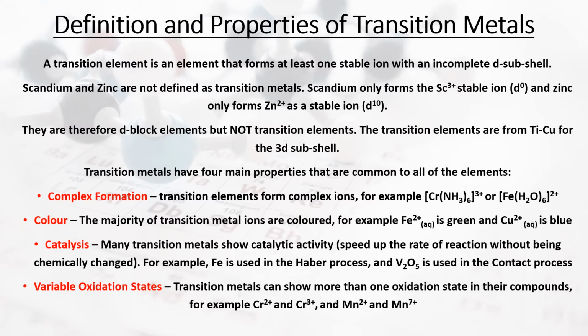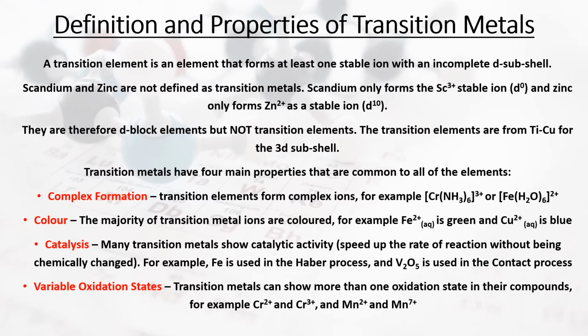Zinc only forms the zinc 2+ stable ion, and as we saw on the previous slide, that zinc 2+ configuration ends in 3d10. Because that's a complete d subshell, and because our scandium 3+ is an empty d subshell, neither of these are actually defined as transition metals. It has to have an incomplete d subshell. And so therefore scandium and zinc are d block elements, but they are not transition elements. The transition elements are from titanium through to copper for the 3d subshell.